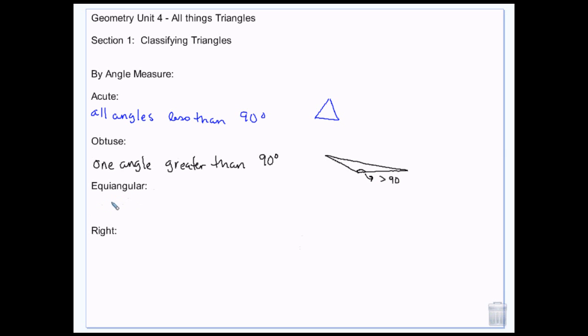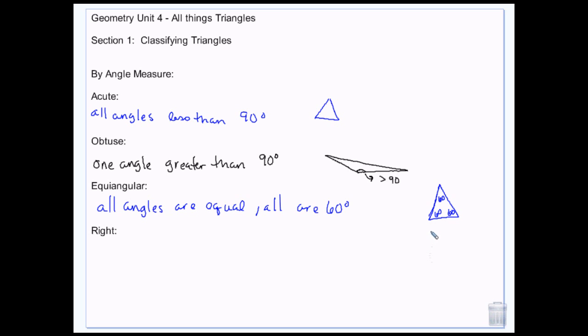If you have an equiangular, all the angles are the same. And if they're all the same, they're 60 degrees, period. So equiangular and acute are kind of the same. Well, sorry, that's not true. They're not the same.